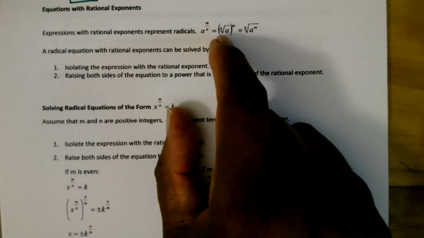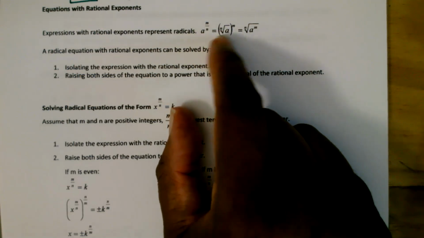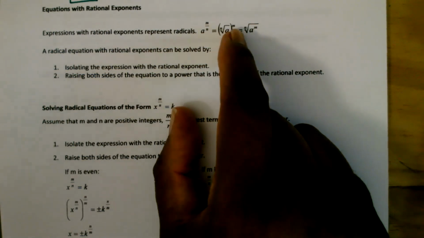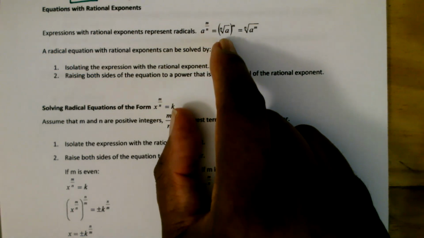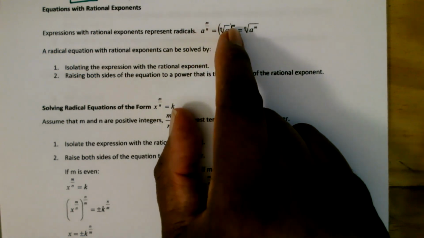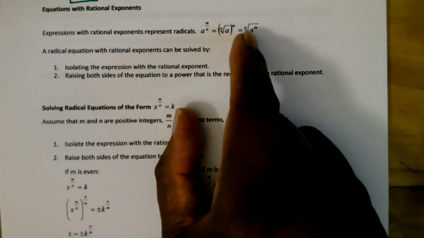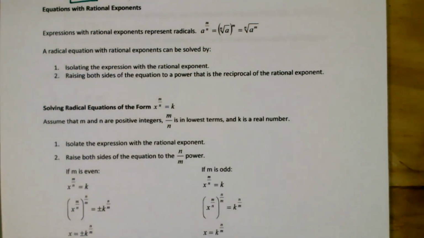We can write that as the nth root of a raised to the m power. The n is the index for the radical, and the m is the exponent for that radical. Or another way we can write that would be the nth root of a, where the m is the exponent for that a. So these are just two ways of writing rational exponents that can be represented as radicals.